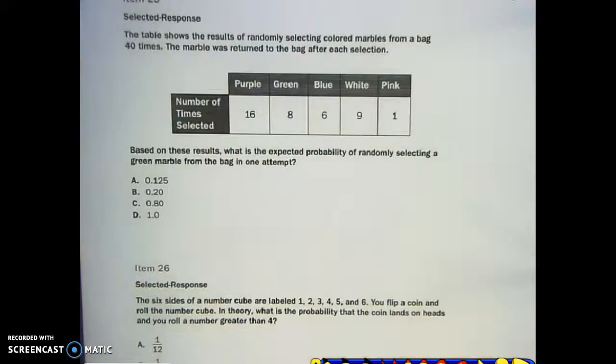All right, so for Unit 6, this is all about probability. The table shows the results of randomly selecting colored marbles from a bag 40 times. The marble is returned to the bag after each selection. Based on these results, what is the expected probability of randomly selecting a green marble from the bag? Green is 8 out of 16 plus 8 plus 6 plus 9 plus 1. So 8 out of 40. Divide that, and that is 0.2. It is B.